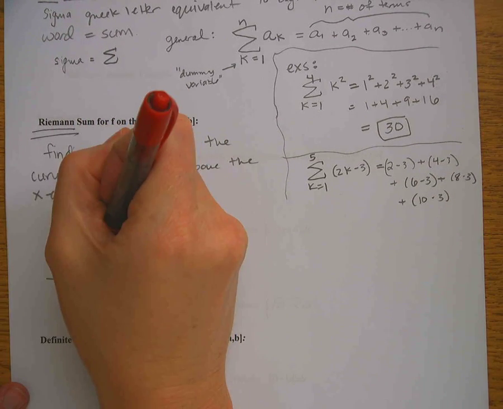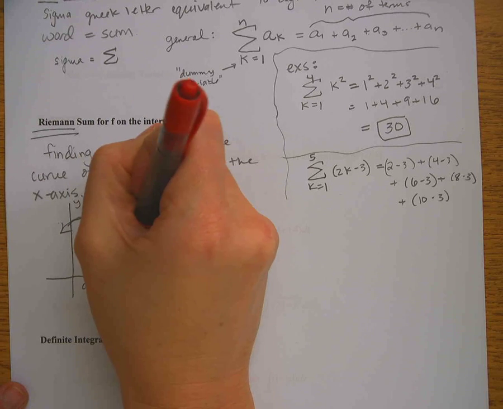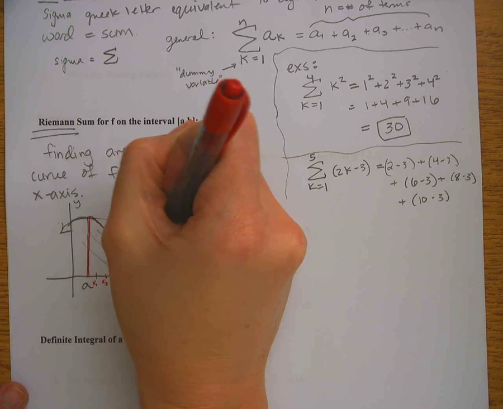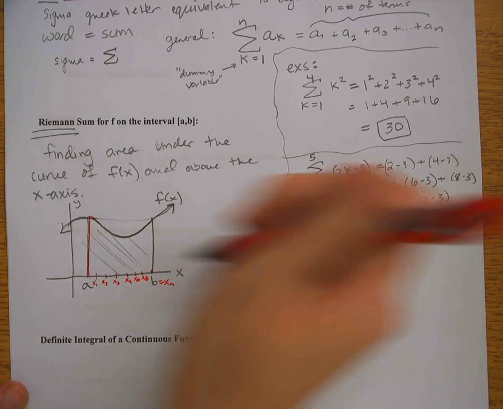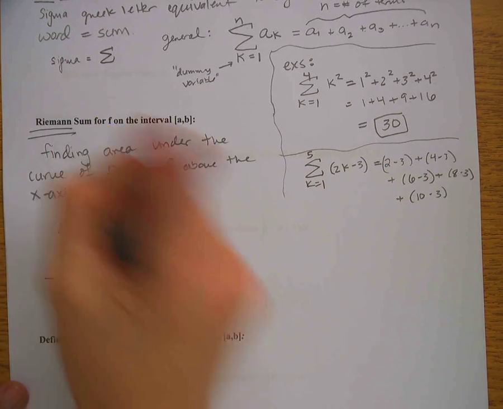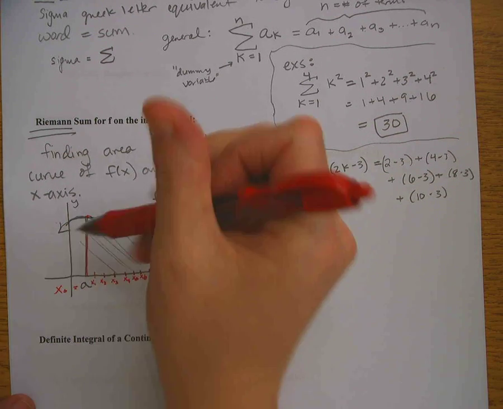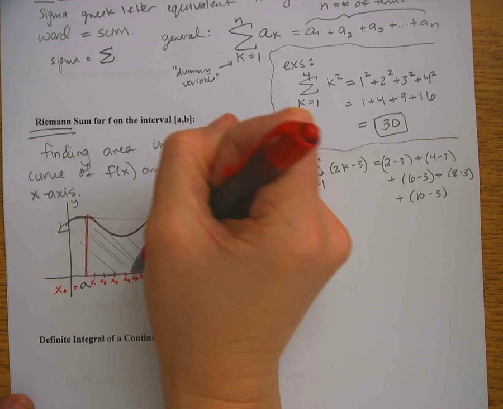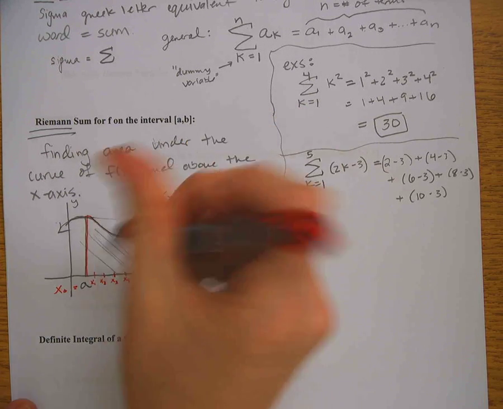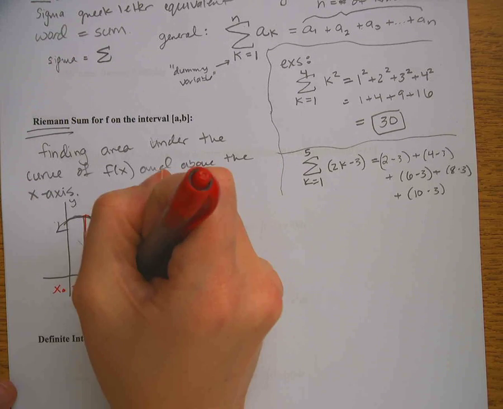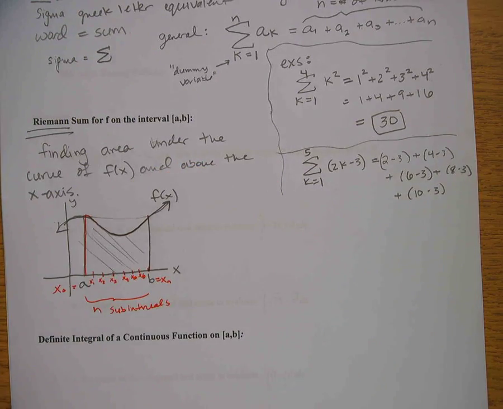And so maybe I'll call this x1, x2, x3, x4, x5, x6. And this will be x sub n. And then a would be x sub 0, the initial one. Okay, so I now have 1, 2, 3, 4, 5, 6, 7, but instead of 7, we'll just call it n subintervals, just to kind of keep things general.